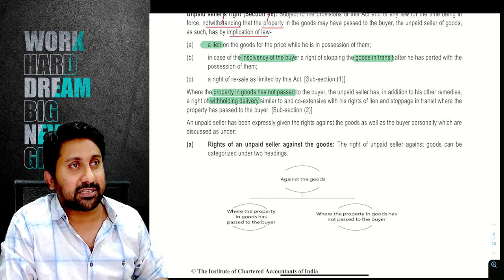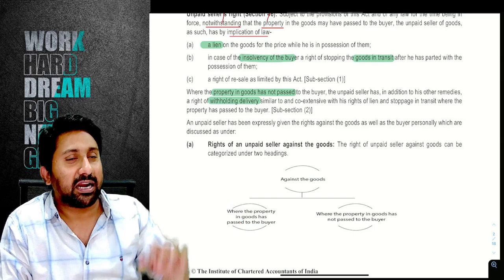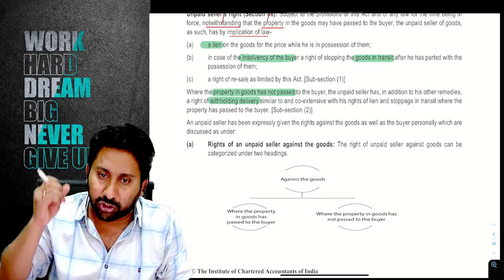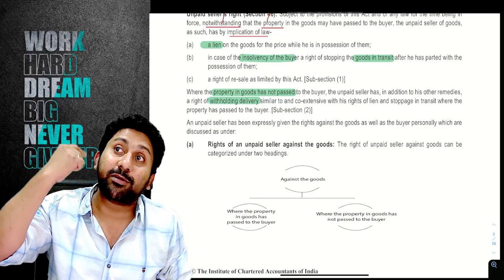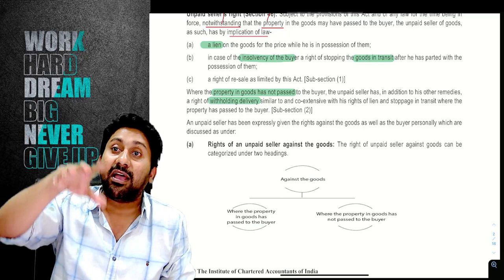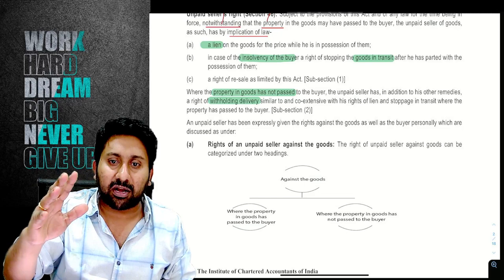In such cases, what are the rights available to the seller? Withhold the delivery. Means it is not given to you. Delivery you need not make. I have a right to stop the delivery. Sir, what is lien and what is withholding delivery? Lien means the invoice has been written in the name of the other party and ownership has been transferred. Since he failed to make the payment, his goods I will stop and keep with me. Withholding delivery means property not transferred, goods also not transferred.